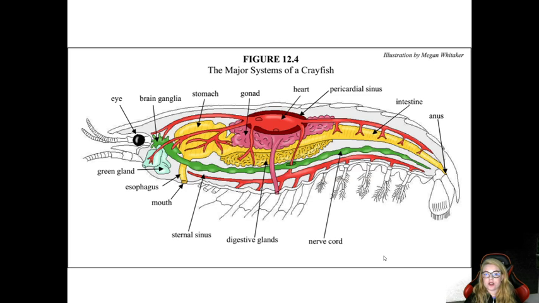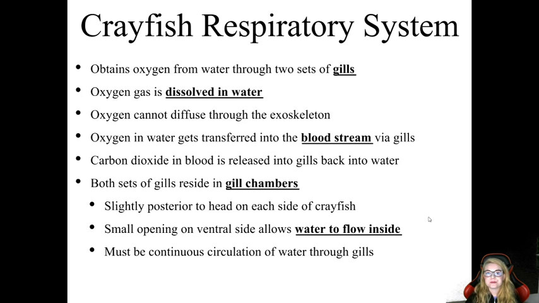Okay, and so this is the internal diagram and the major systems of a crayfish. Today we are going to be talking about the respiratory and circulatory, and then in the next video we will talk about the nervous, digestive, and reproductive systems. So as we go through these, be sure to check back and reference this picture so you can get a sense of which parts of the organs we're talking about and the different systems we're talking about.